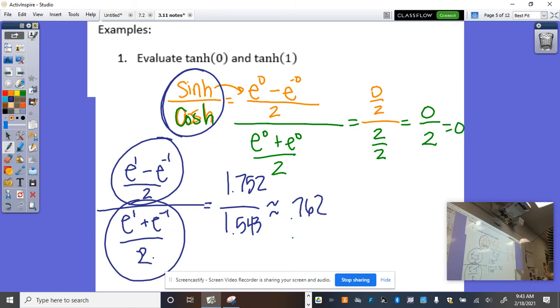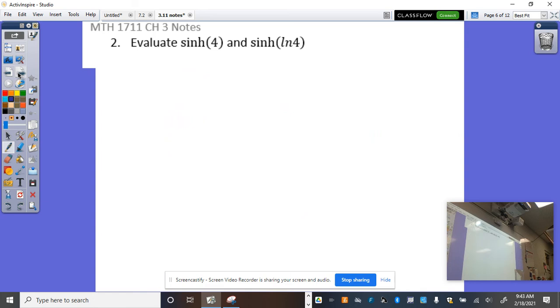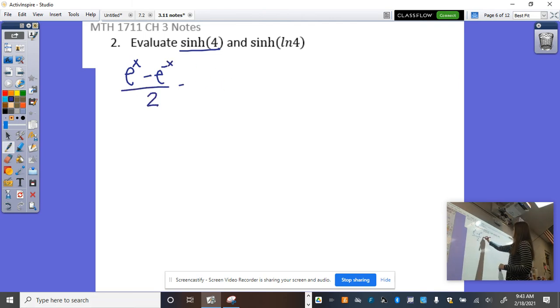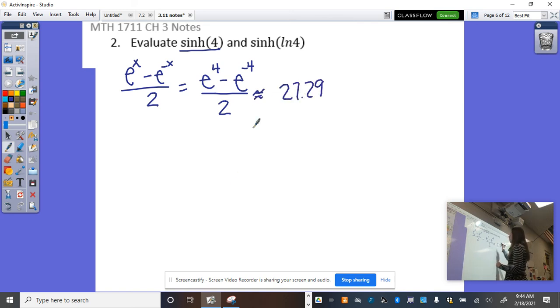So that's the answer for number 1. Now let's go to number 2, example problem. This one is evaluate sine h of 4 and sine h of natural log of 4. Well, the sine h, remember, is just e to the x minus e to the negative x over 2. And we're going to plug a 4 into this. So e to the 4 minus e to the negative 4, all divided by 2. You just type that in your calculator, and that's roughly equal to 27.29. There you go.